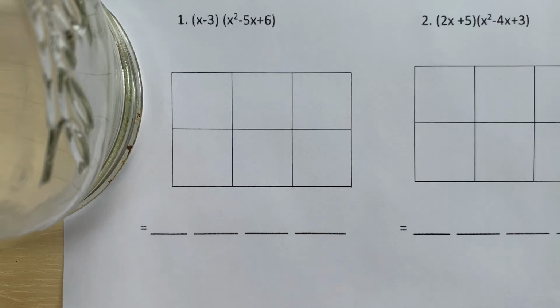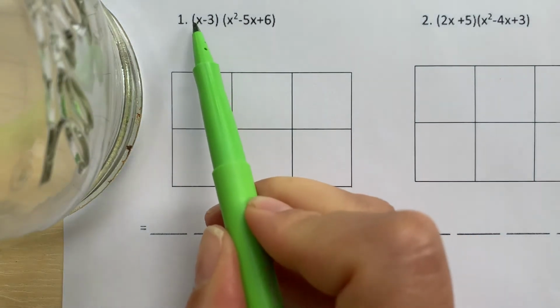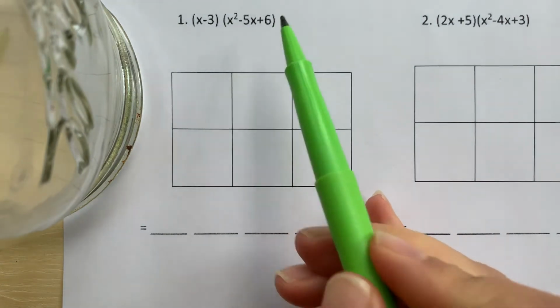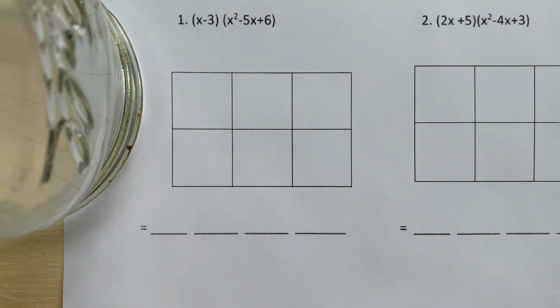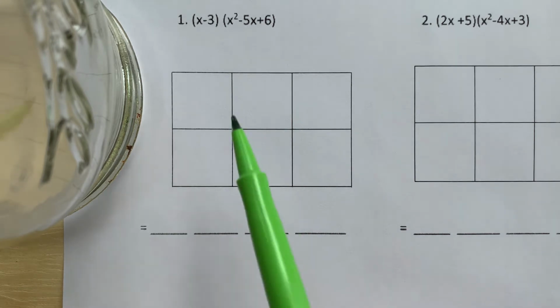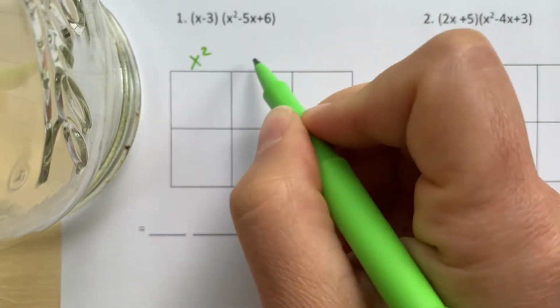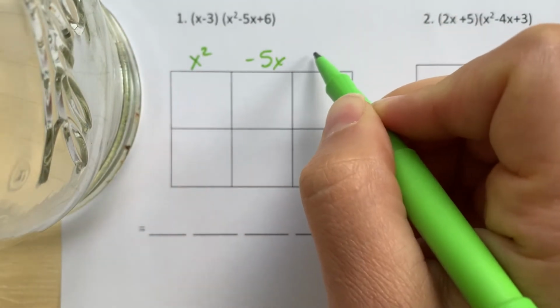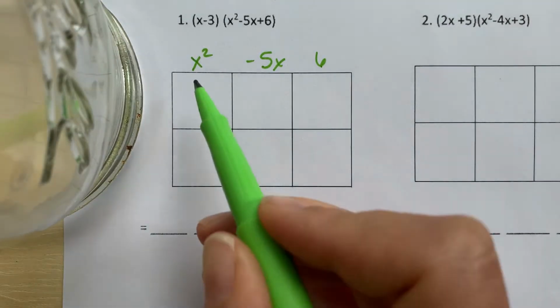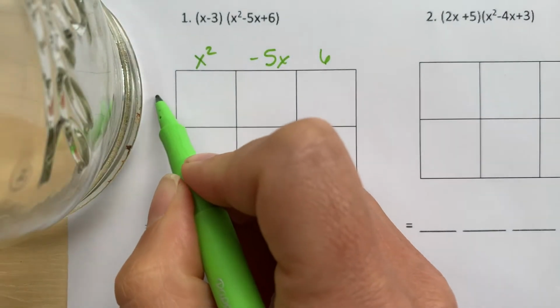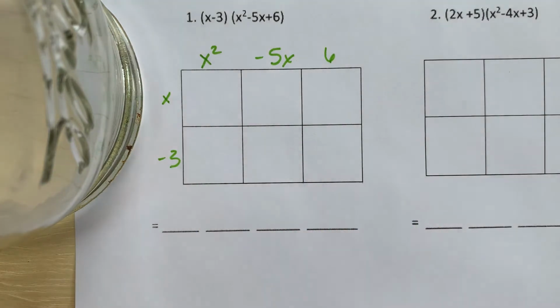In this video, we are going to be multiplying a binomial, 2 terms, times a trinomial, something that has 3. So I'm going to show this with the box method, and I'm going to show it as the FOIL method. So notice we have 1, 2, 3 boxes. So that's going to be my x squared, minus 5x, and a positive 6. And only 2 here, so that's going to be my x and my negative 3.